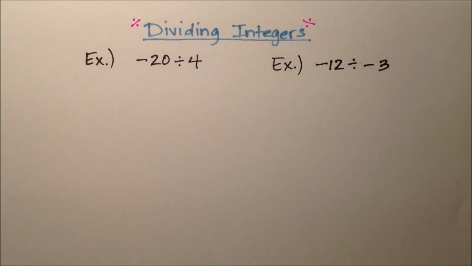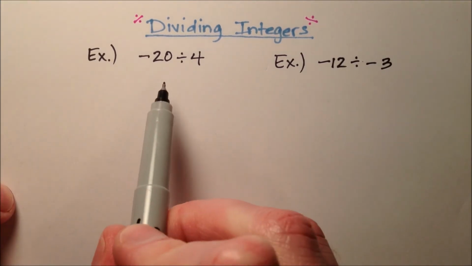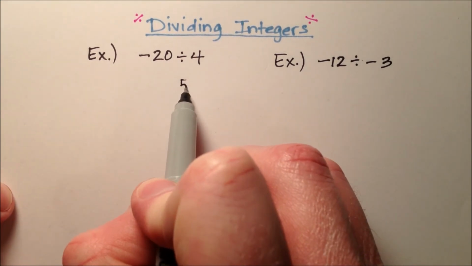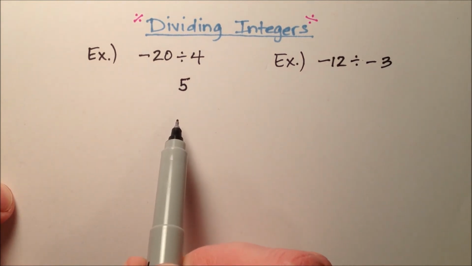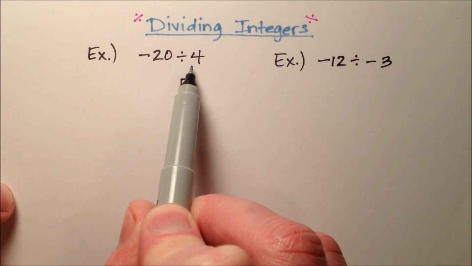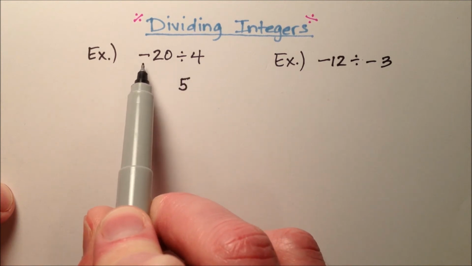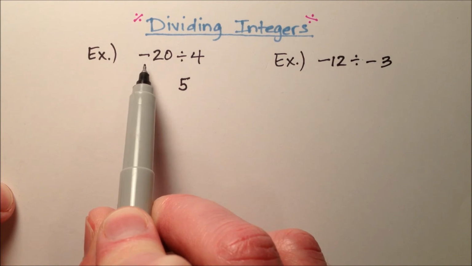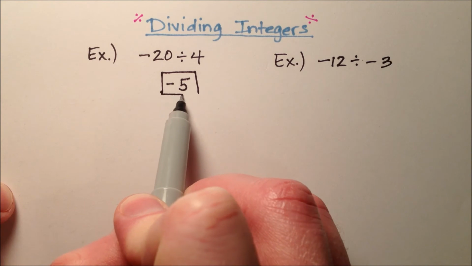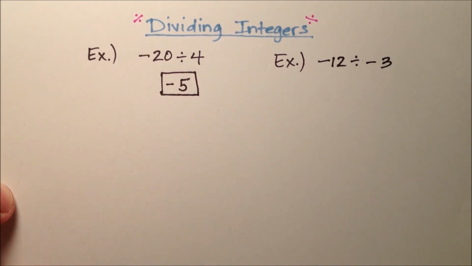So let's look at some examples. Our first example is negative 20 divided by a positive 4. So the first rule tells us to just deal with the whole parts. 20 divided by 4 is 5. And now we're concerned with the negative signs. It was a negative divided by a positive, which means we had an odd number of negative signs, one of them. So since there's an odd number of negatives, the negative will remain because there's nothing there for it to cancel with. So our answer is negative 5.